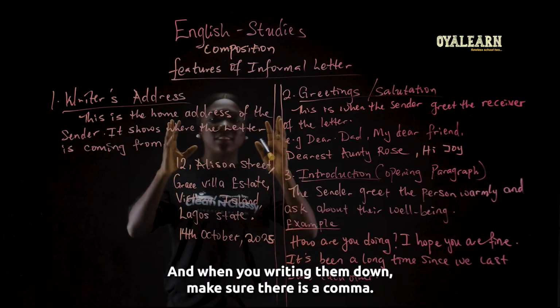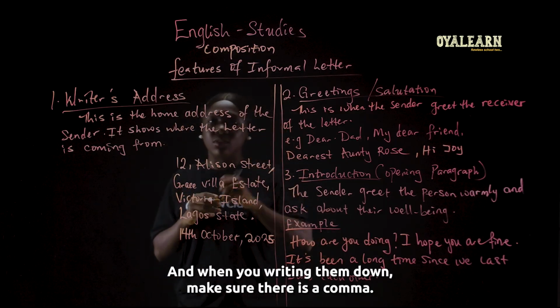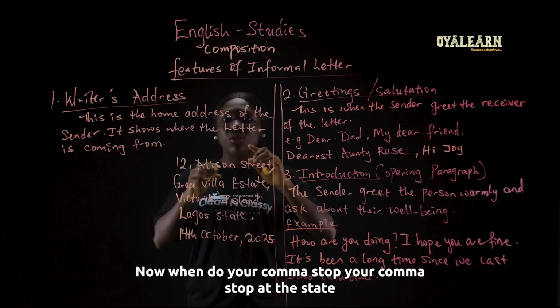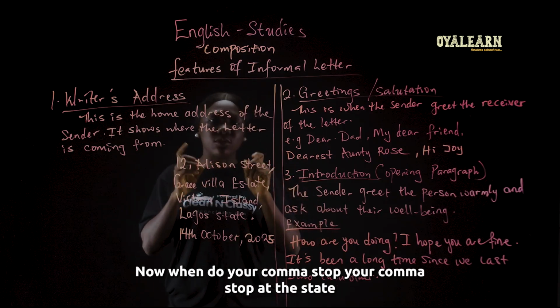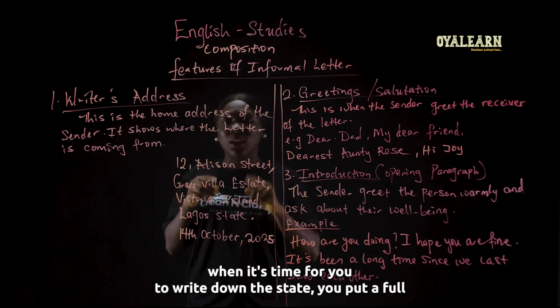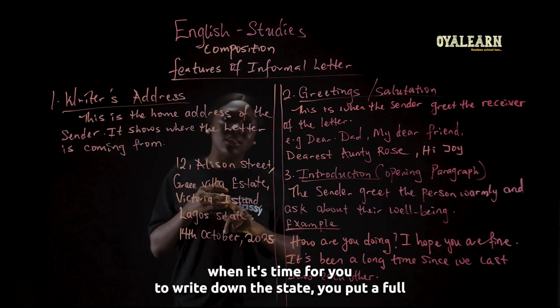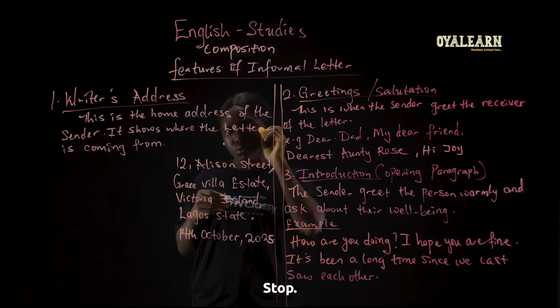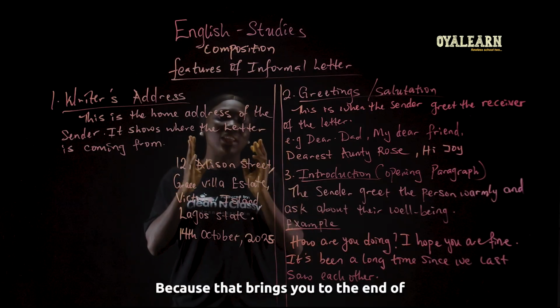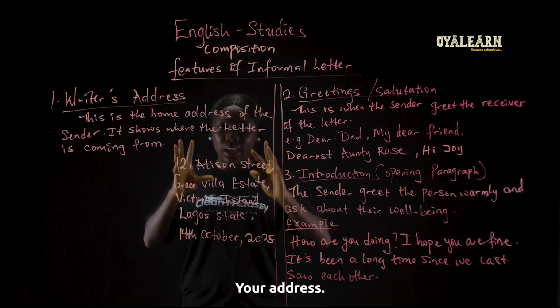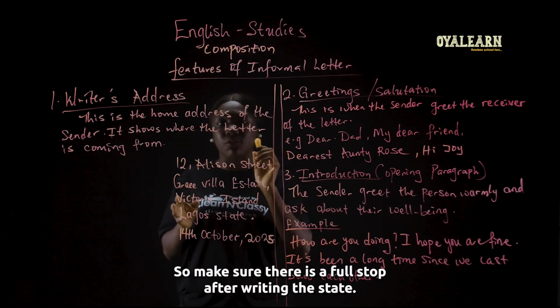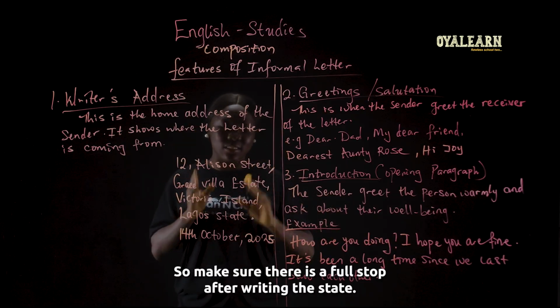And when you're writing them down, make sure there is a comma. Now, when does your comma stop? Your comma stops at the state. When it's time for you to write down the state, you put a full stop, because that brings you to the end of your address. So make sure there is a full stop after writing the state.